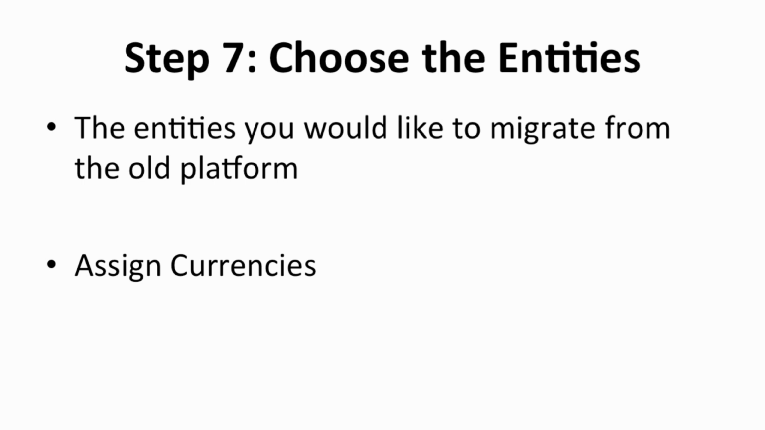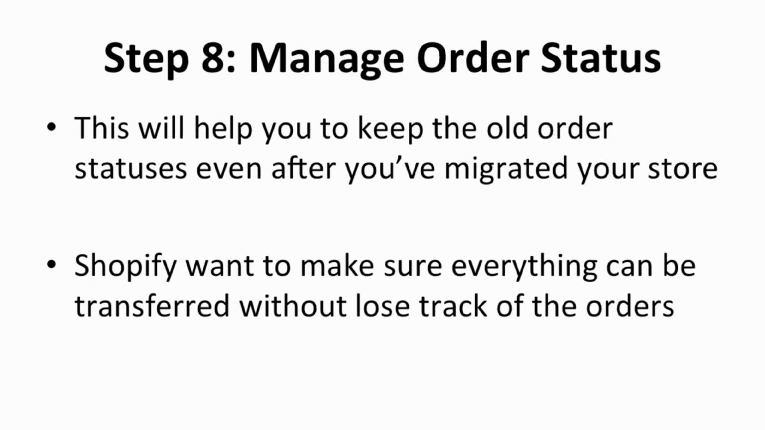And then you will get to choose the entities that you would like to migrate from the old platform, such as product details, manufacturers, customer information, orders, and so on. Click on the entities you wish to migrate. You can unclick them as well. Then click on Proceed to Next Step to select the currencies for the migration. Pick your currency and click on Proceed to Next Step. Next, you are able to migrate your order statuses from your old store to Shopify.